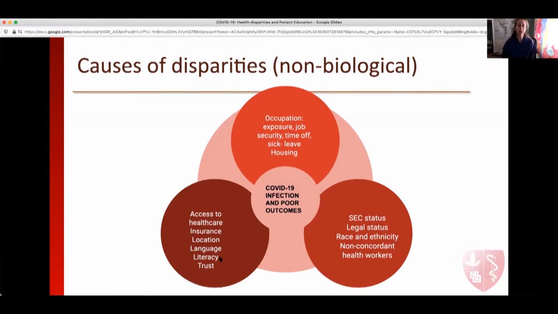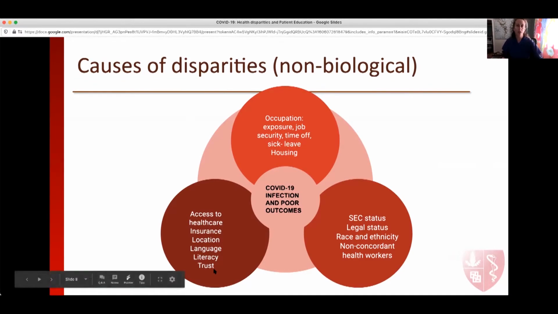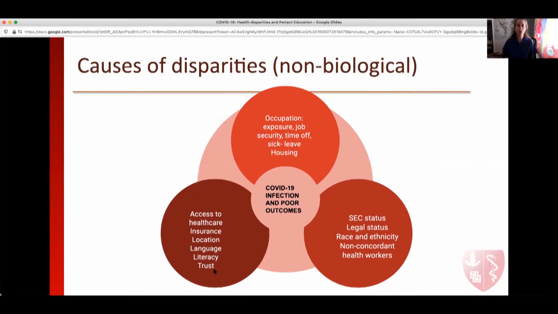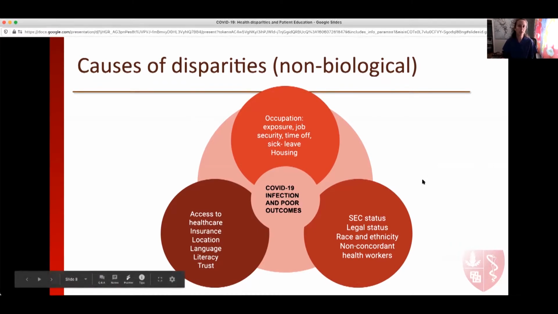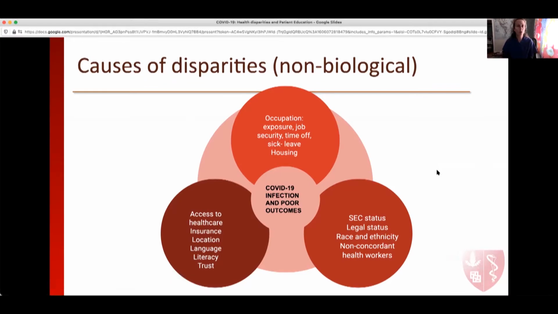And I'm going to show you some examples later on. Trust is also a big factor. There is mistrust among many populations of the healthcare system due to historical and current discrimination and racism. Moving on to the right side, we know that socioeconomic status is strongly linked to healthcare outcomes in all fields. Legal status, unfortunately, is also important. Many of our patients are afraid to seek care or get tested for fear that they may be deported.